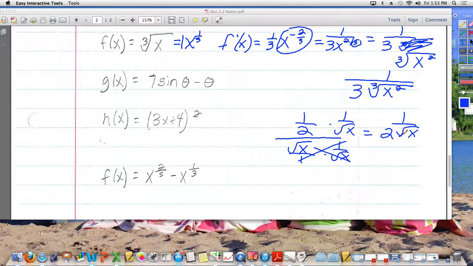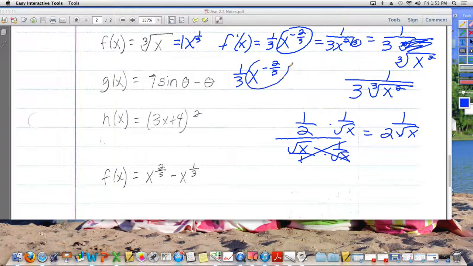Yeah. When you went from 1/3 x to the power of negative 2/3, how did you get 3x? You get what I'm saying? In the middle, where did you get the 3x? How do I go from here to here? Okay, you know what? I think this is what we were talking about. We have 1/3 x to the negative 2/3 power.